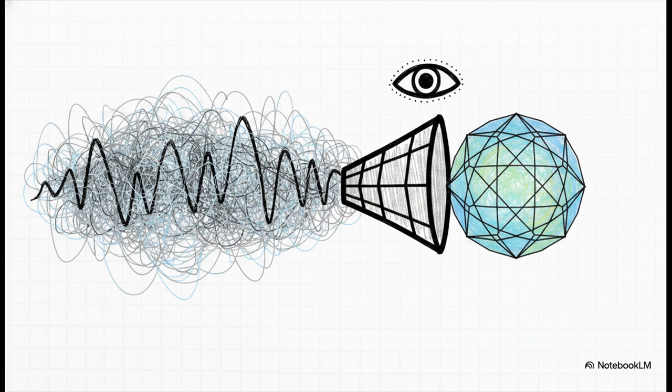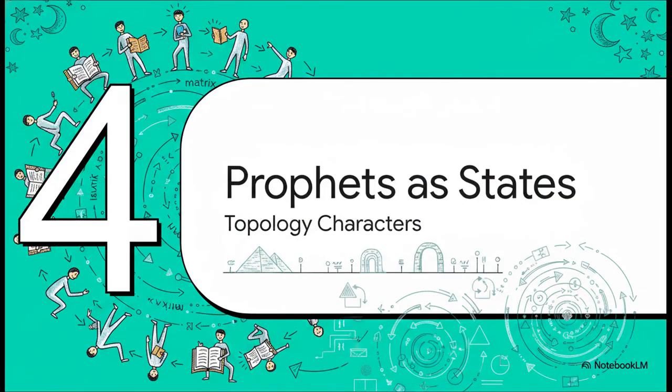The observer collapsing the wave isn't human consciousness. The observer field is a law's command. The collapse is entirely ethical relational. And when that wave finally collapses into a stable eigenstate, you've reached the 7, that resolved stabilization known as sakinah. Which brings us to section 4, prophets as physical states, or characters in the topology.